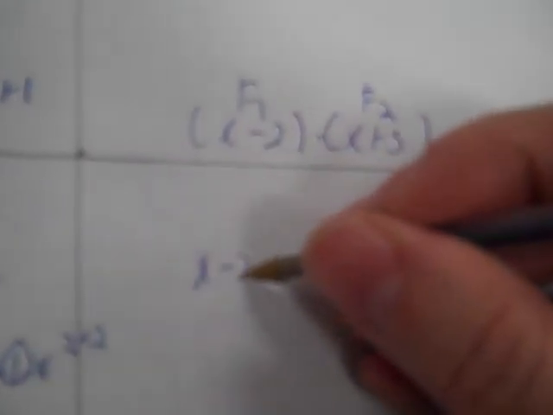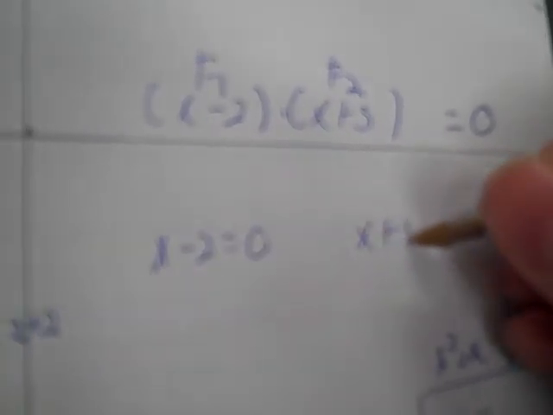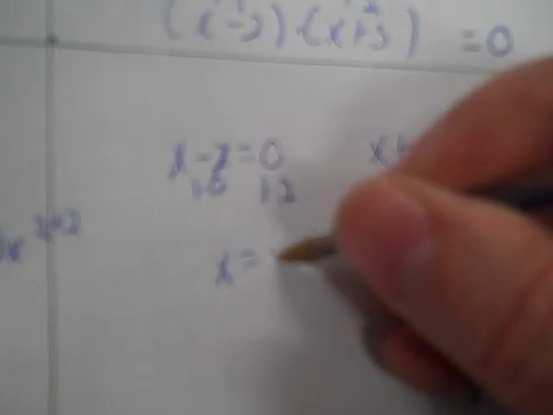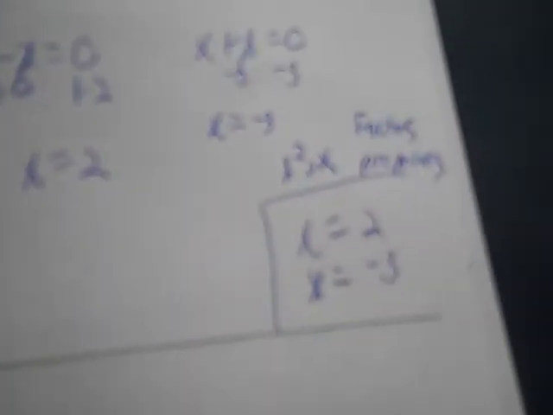Okay, so x minus 2 equals 0. x plus 3 equals 0. So we add the 2, and we get 2. We minus a 3, and we get negative 3. Okay.